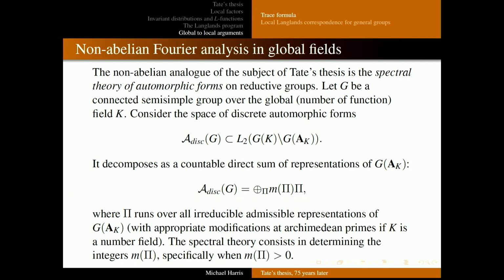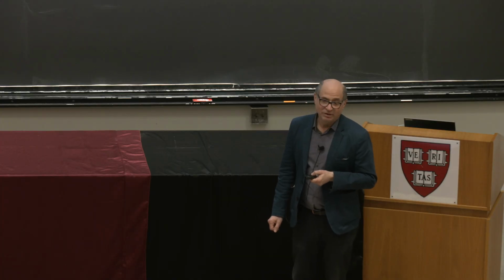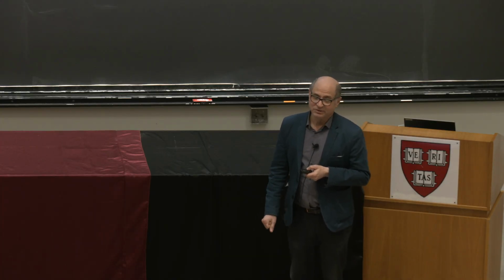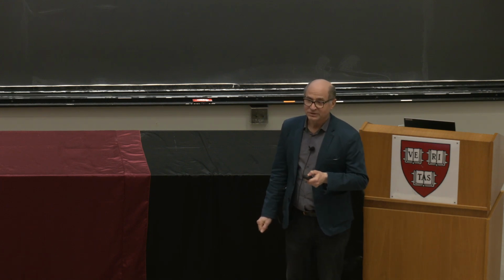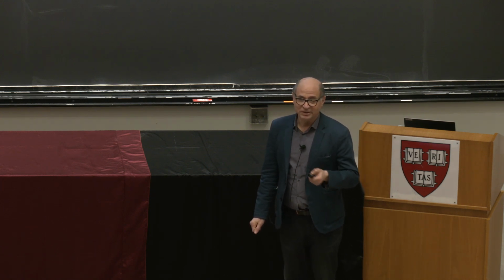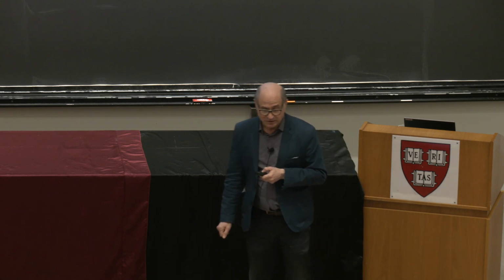So the spectral theory consists in determining the integers m(pi), and specifically when m(pi) is greater than 0. There are still people who study this aspect of the theory, and this was what was emphasized in the 50s and 60s: how to find ways to find the multiplicity. Langlands's first paper in this area was on the use of the trace formula to study the multiplicities, but then later he discovered functoriality, and that's been the emphasis ever since.